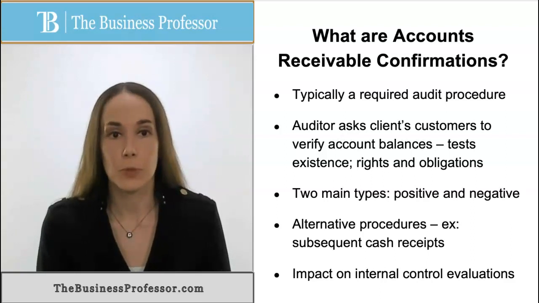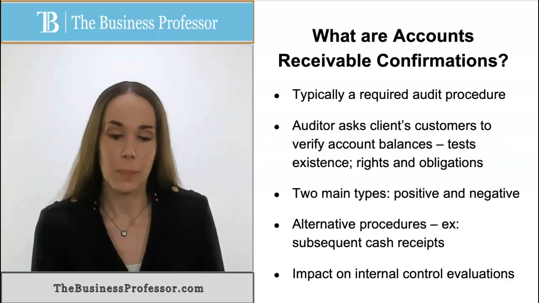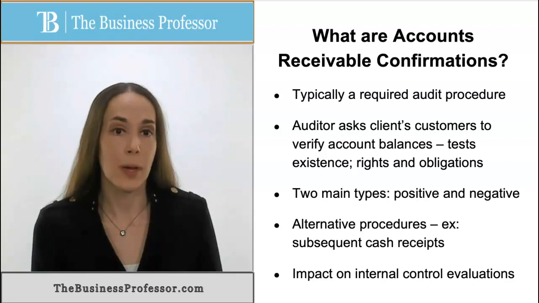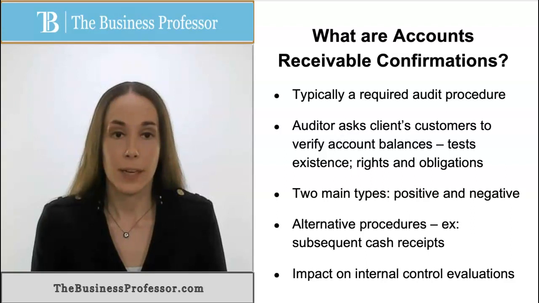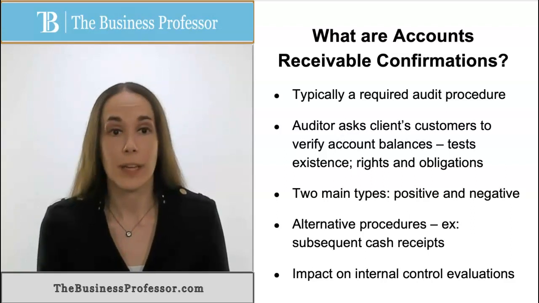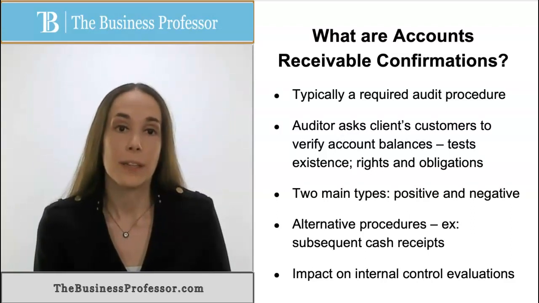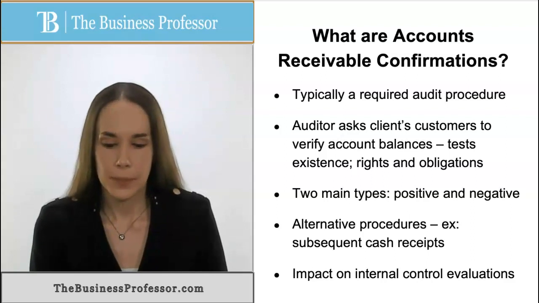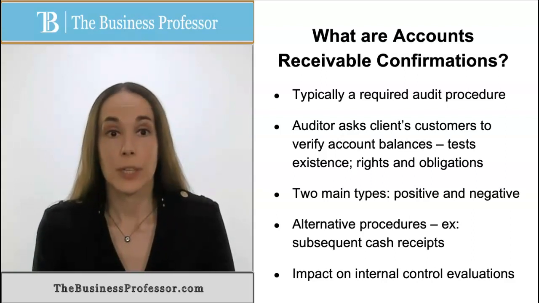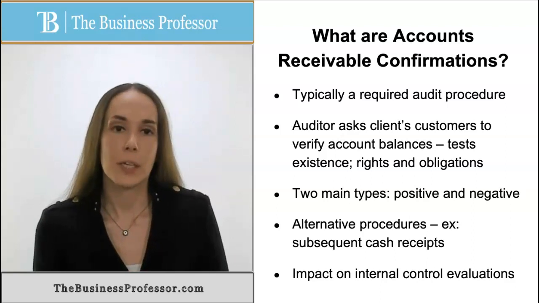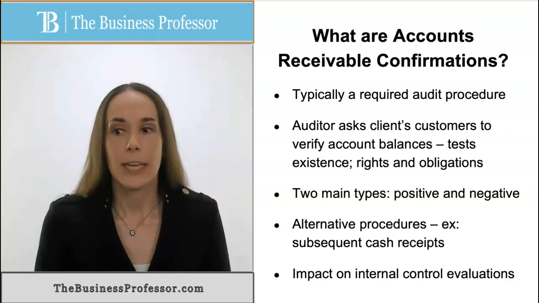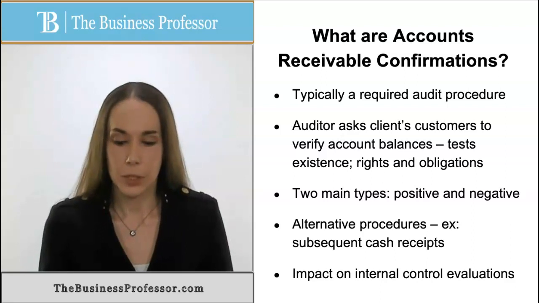Positive provides the strongest level of evidence because the customer must respond yes or no whether or not the account balance is correct, so whether or not that is actually the amount of money that they owe the business. A negative confirmation can also be used, but this provides weaker evidence because the customer is only going to respond if the account balance is incorrect.